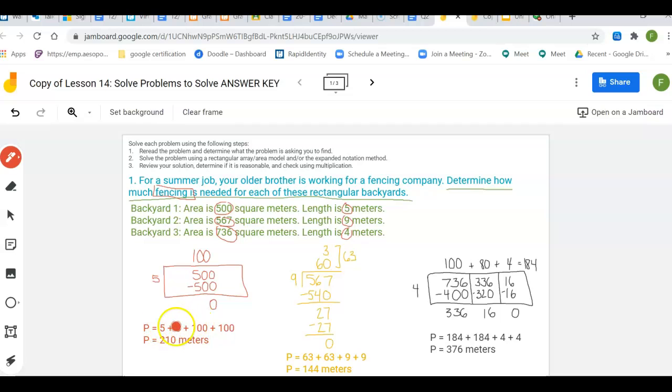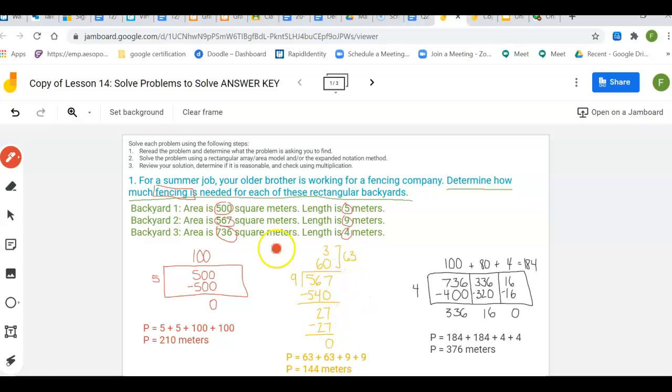So I already know that now. So all I need to do is add them all up, because that's what gives me my perimeter. When I add all of them up, because now there's a missing number over here, and since this is 5, this is the same size. So this has got to be 5. And since this is 100, this also has to be 100 down here. So now I can add all 4 sides up, and I get 210 meters for the answer for backyard 1.